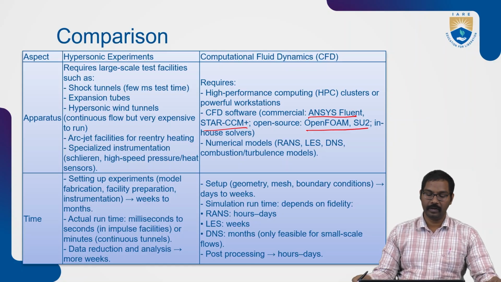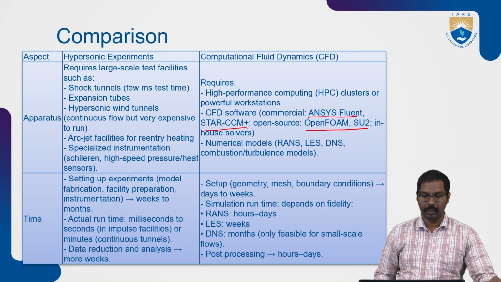Whereas in CFD, we set up the geometry in the CAD software and we can change the geometries. The simulation time depends upon the turbulence models which you are going to use. If you are using RANS, it may take hours or days. LES may be weeks, or DNS may be months.